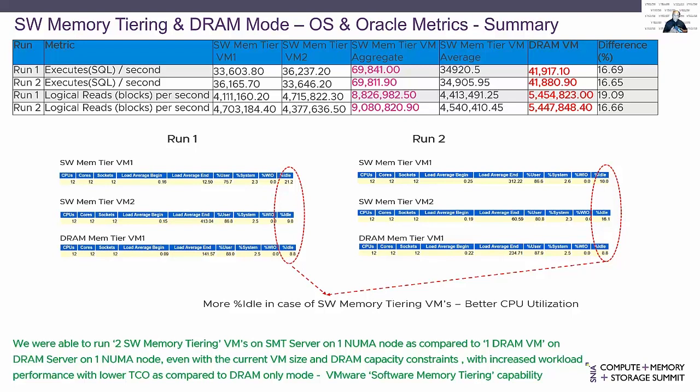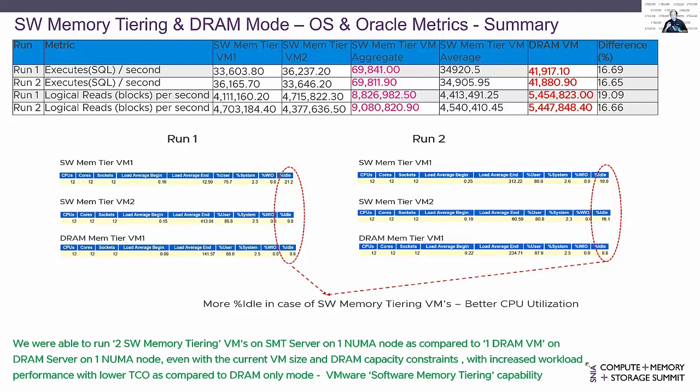So given the size of the virtual machine and the DRAM capacity constraint, I was able to increase my workload performance. I was able to increase my capacity by adding a tier 2 memory server. I was able to then achieve lower TCO compared to running just one single virtual machine on one NUMA node on the DRAM mode only server. Solely and only because we deployed VMware software memory tiering, the framework, the architecture, or the feature or the capability.